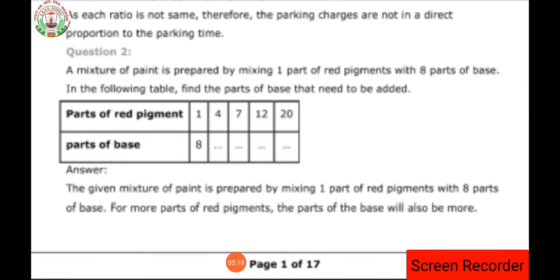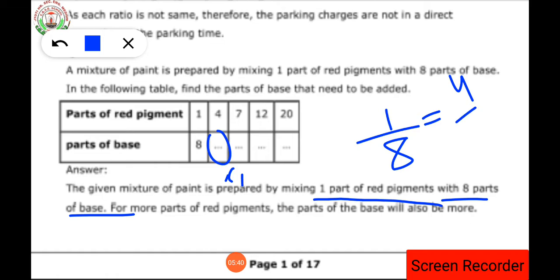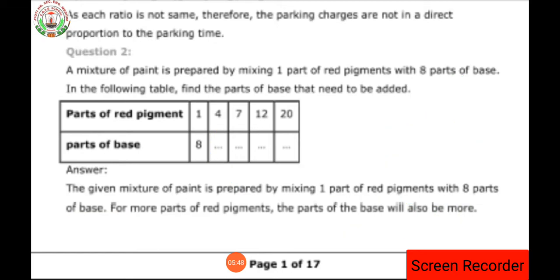So here we are mixing one part of the red pigment with 8 parts of the base. That means 1 by 8 we are having. Then for finding, let the base be x, or x1, or any alphabet we consider. So that will be 4 by x. Now while doing the cross multiplication, 1 into x will be x itself. 4 into 8 will be how much?